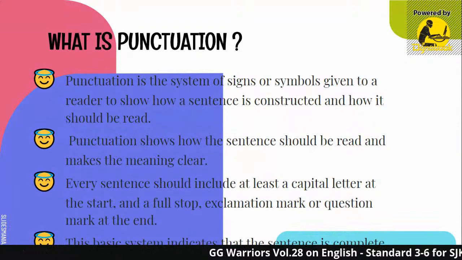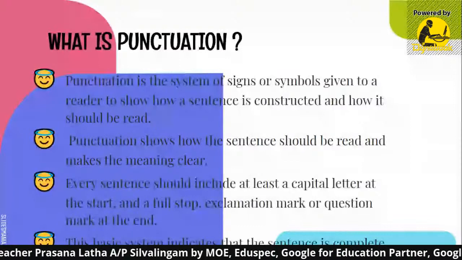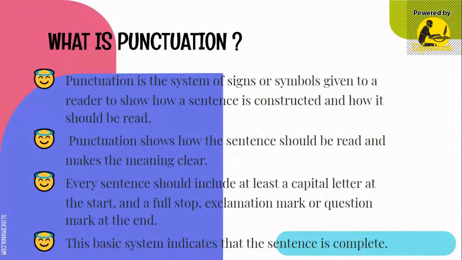Okay, what is punctuation? Let us read together. Punctuation is the system of signs or symbols given to a reader to show how a sentence is constructed and how it should be read. So punctuation shows how the sentence should be read and makes the meaning clearer. When a sentence is written without punctuation, the readers would not have a cue on how to read, where to stop, where to begin, and it will actually make the meaning very subtle or unclear. So when punctuation is used in constructing a sentence or in writing a paragraph, it makes it easier for the readers to read, and also makes the meaning very, very clear to all of us.